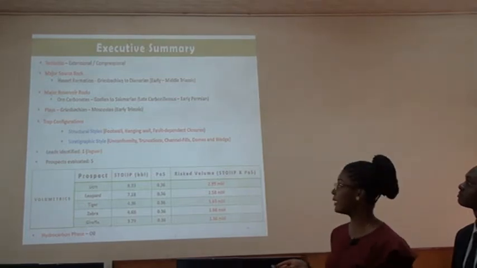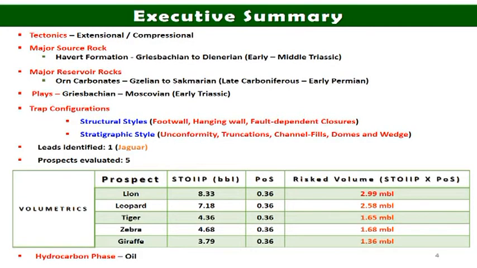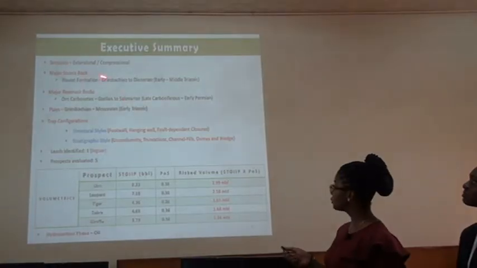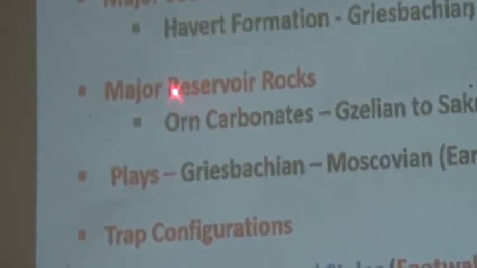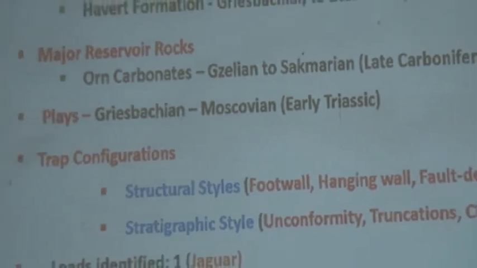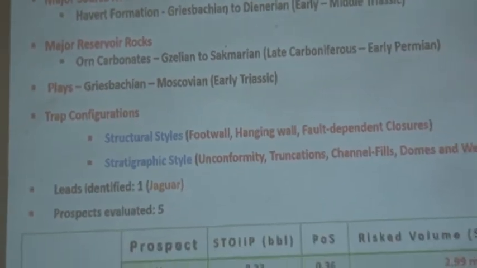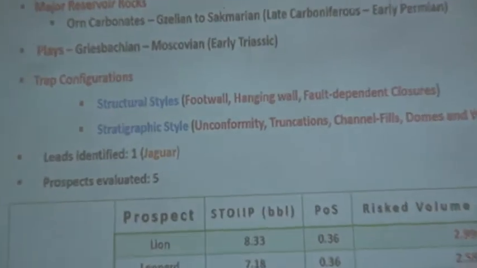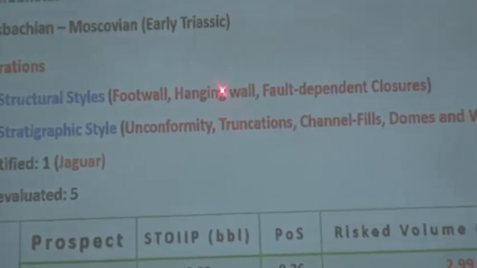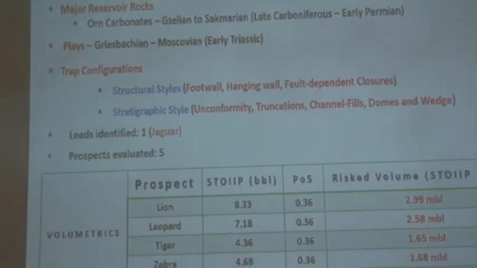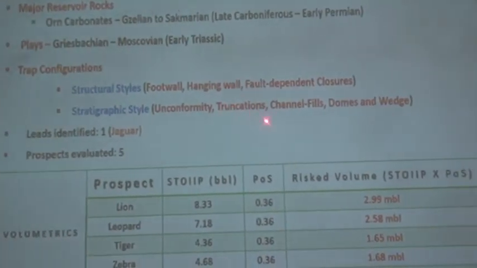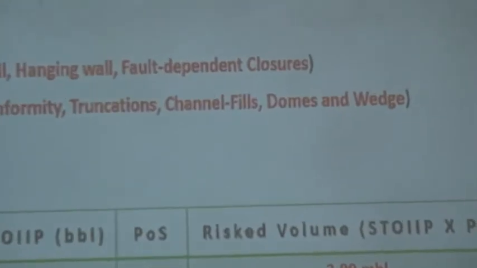The framework platform has an essentially extensional tectonic setting with minor compressional events. The major source rocks are from the Harvard Formation. The major reservoir rocks are from the Orme Formation, while the clays are of early Triassic. Several trap configurations are inherent in the framework platform. We have the structural style trap, where we have the footwall, the hanging wall, and fault-dependent closures. We also have the stratigraphic style trap, where we have unconformities, truncations, channel fills, domes, and wedges.